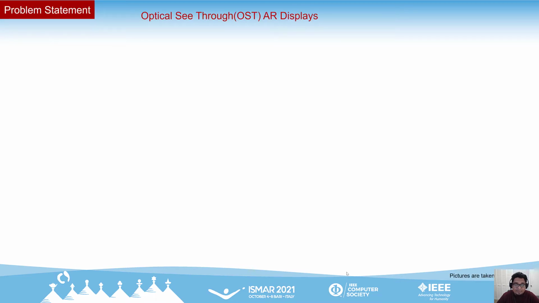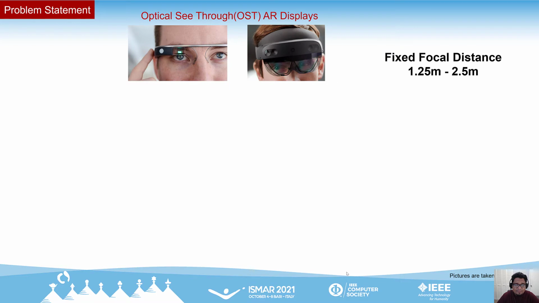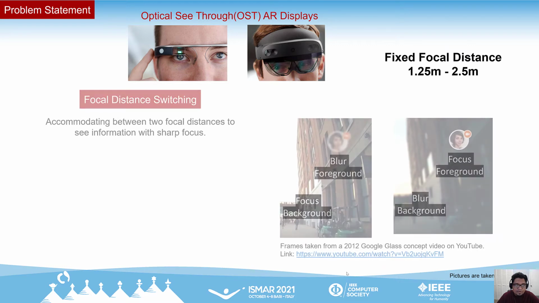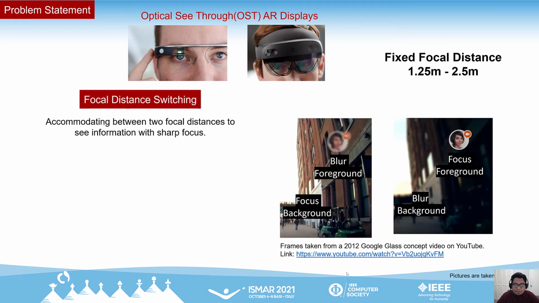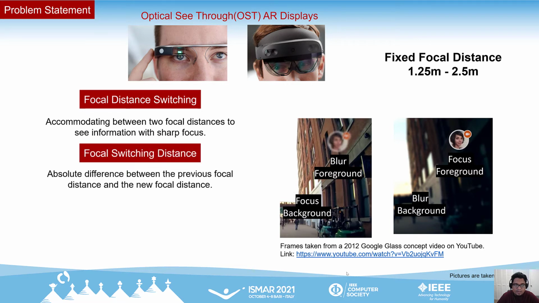Most of the currently available optical see-through AR displays have a fixed focal distance which ranges from 1.25 meters to 2.5 meters, which brings the issue of focal distance switching. Focal distance switching means accommodating between two focal distances to see information with a sharp focus. From the focal distance switching, we get the focal switching distance, which is the absolute difference between the previous focal distance and the new focal distance.